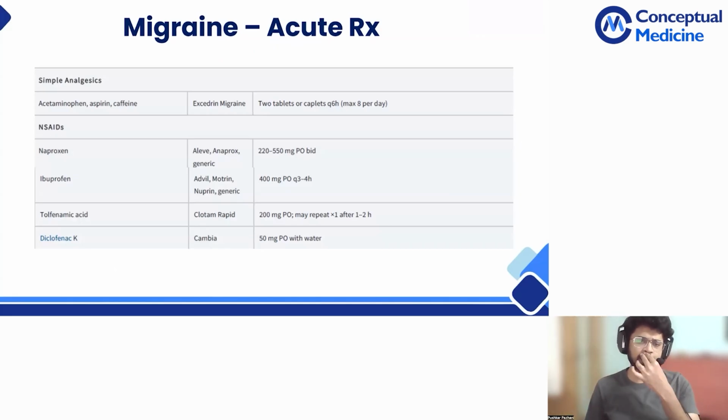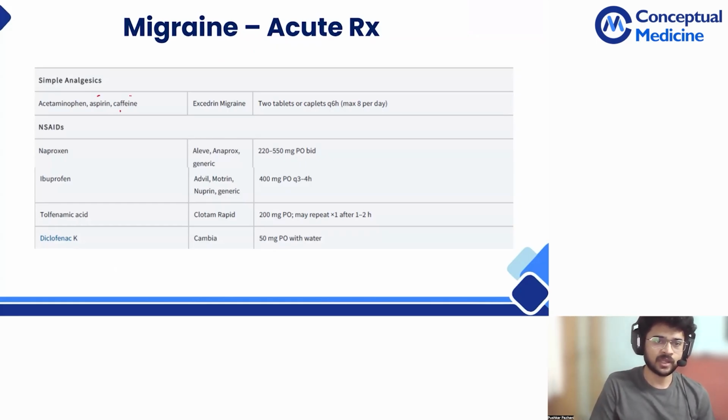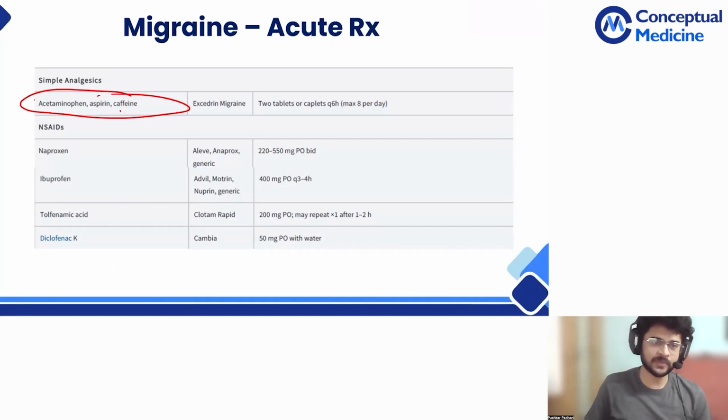So this is a tabular column from the latest Harrison, which has summarized the different molecules that are used in the acute management of headache. So we have a combination of acetaminophen, aspirin, and caffeine. Then we have your NSAIDs like naproxen, ibuprofen, diclofenac, tolfenamic acid.